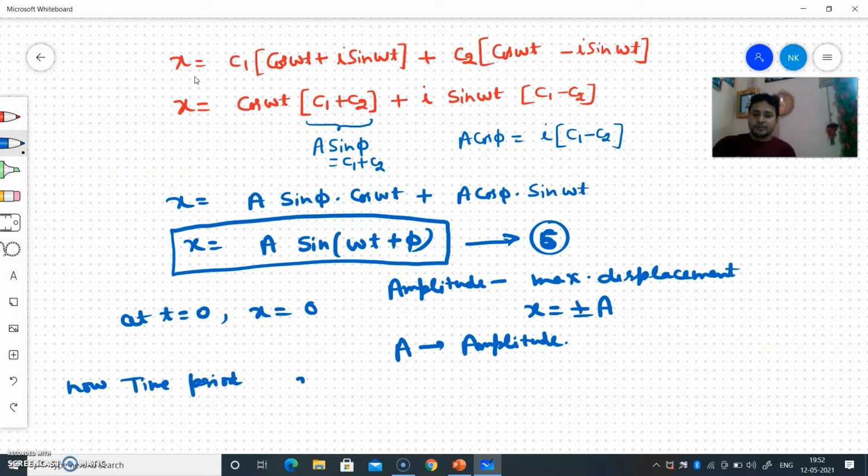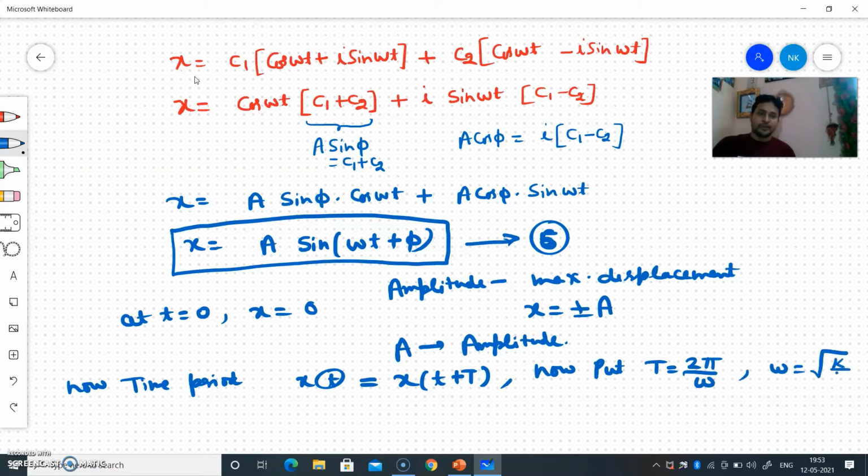So time period is the time at which the particle is at its previous position. Let's suppose at time t it is at position x. So at time t plus capital T it will be at the same position. Now put capital T equal to 2 pi by omega, where omega is the angular frequency, omega is square root of k by m. If we put that, what do we find?